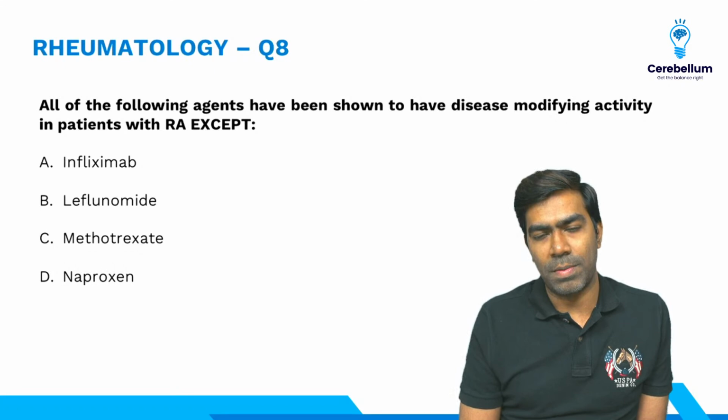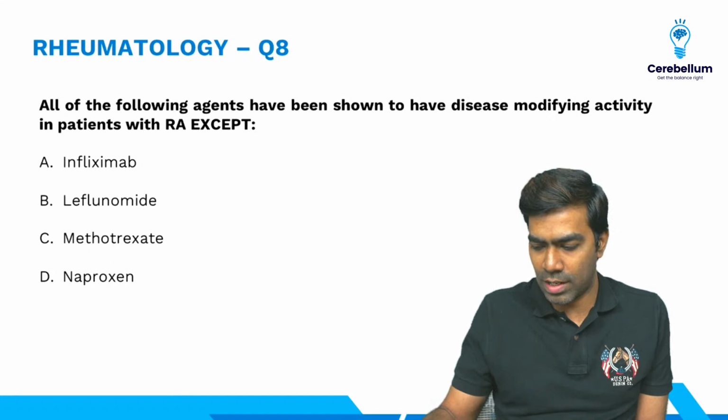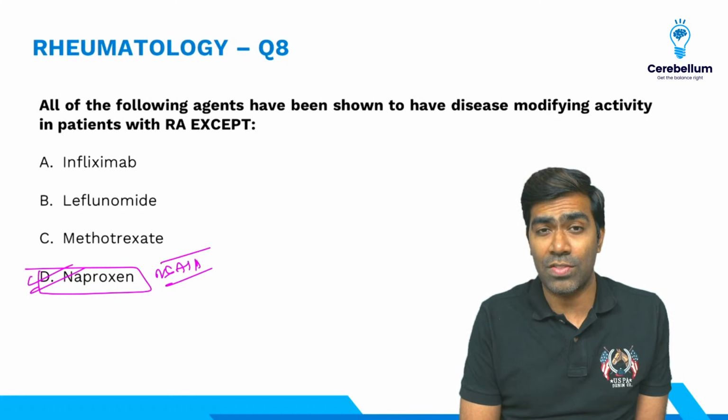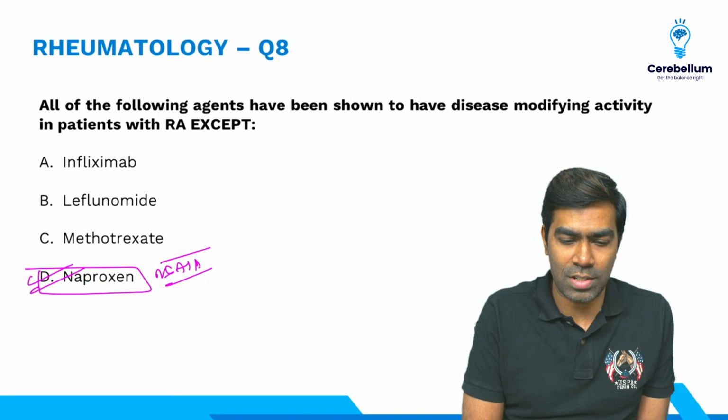See, because rheumatoid arthritis is a very, very important topic. When it comes to rheumatology, I've given like 2 to 3 questions. Yes, correct. Many of you are already answering correctly. That is naproxen, because this is an NSAID, and NSAIDs don't have disease modifying activity as far as rheumatoid arthritis, or any disease, is concerned. They are just anti-inflammatory drugs. They are not disease modifying drugs.